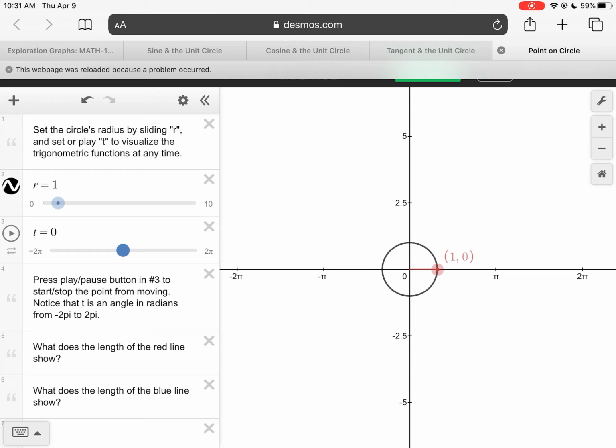We see when t is 0 or about 0, we start out here at (1, 0). When t is roughly pi, it's over here. When t is 2 pi, we're back over here. And so you can see t is really the angle on the graph.